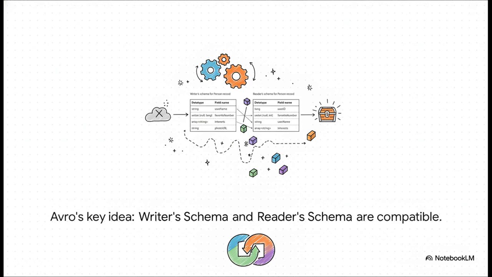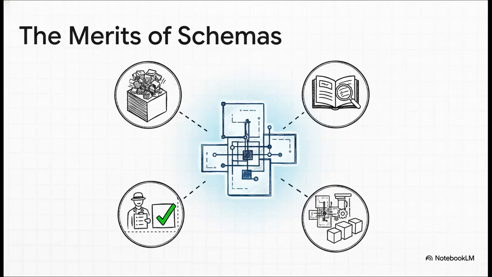Now, Avro uses a different but just as powerful kind of magic. It decouples the schema used to write the data from the schema used to read it. When you read the data, the Avro library looks at both schemas, the writer's and the reader's, and it translates the data on the fly by matching fields by name. So what does that mean? Well, if a field is in the writer's schema but not the reader's, it's just ignored. And if it's in the reader's but not the writer's, a default value is used. Pretty cool, right?